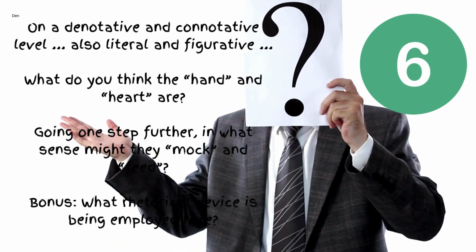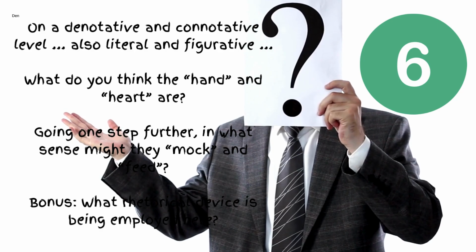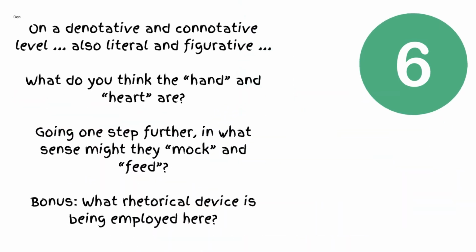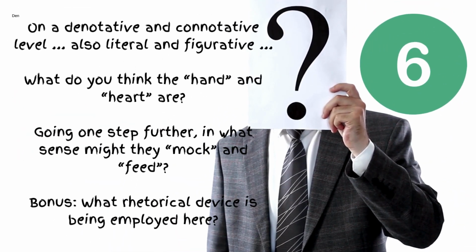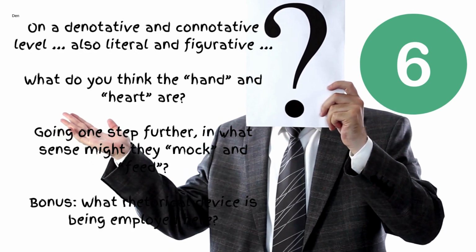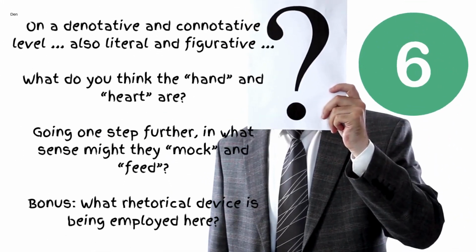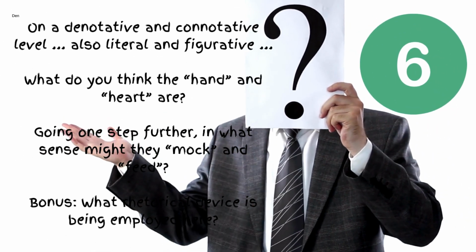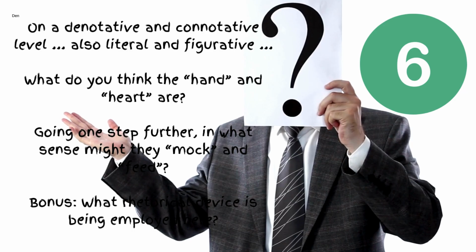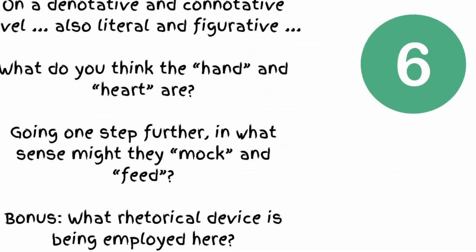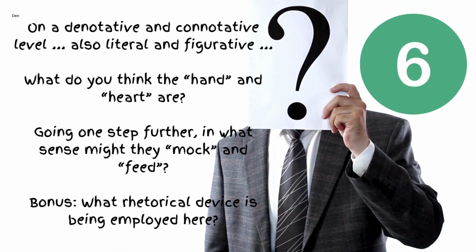All right. And now, number 6 says, on a denotative and connotative level, also literal and figurative, what do you think that hand and heart are? Going one step further, in what sense might they mock and feed? Bonus point, what rhetorical device is being employed here? And we'll skip to number 7.